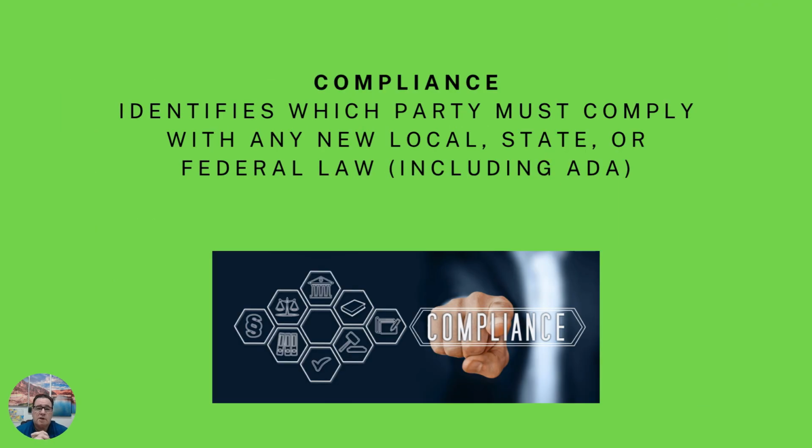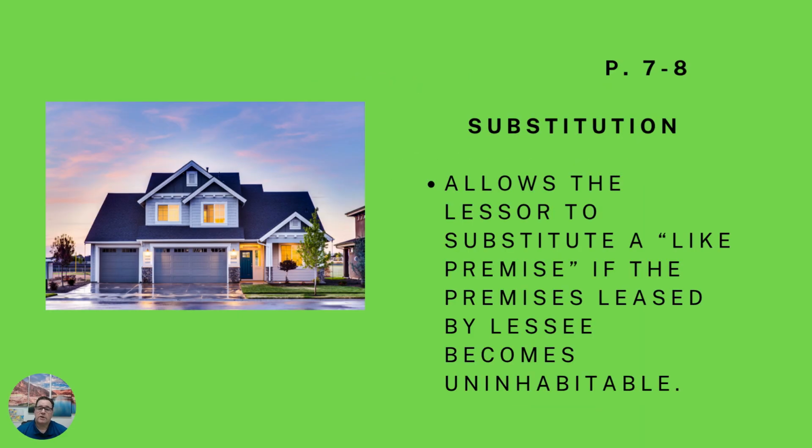The next lease clause is called a compliance clause, and that identifies which party has to comply with any new local, state, or federal law, including the Americans with Disabilities Act. The next clause is called a substitution clause and allows the lessor to substitute a like premise when the subject property has become uninhabitable.